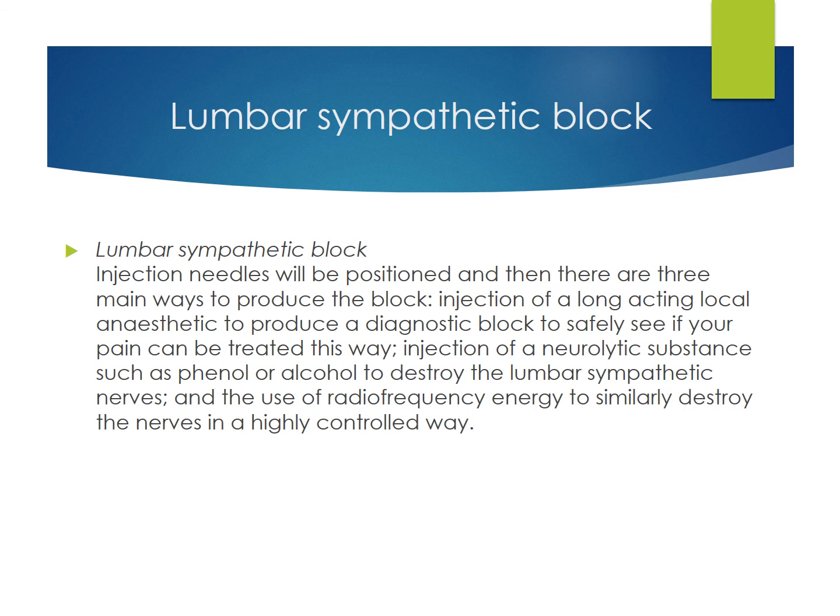Lumbar sympathetic block. A lumbar sympathetic block is an injection. Needles will be positioned, and then there are three main ways to produce the block. Injection of a long-acting local anesthetic to produce a diagnostic block to safely see if your pain can be treated this way. Injection of a neurolytic substance such as phenol or alcohol to destroy the lumbar sympathetic nerves, and the use of radiofrequency energy to similarly destroy the nerves in a highly controlled way.